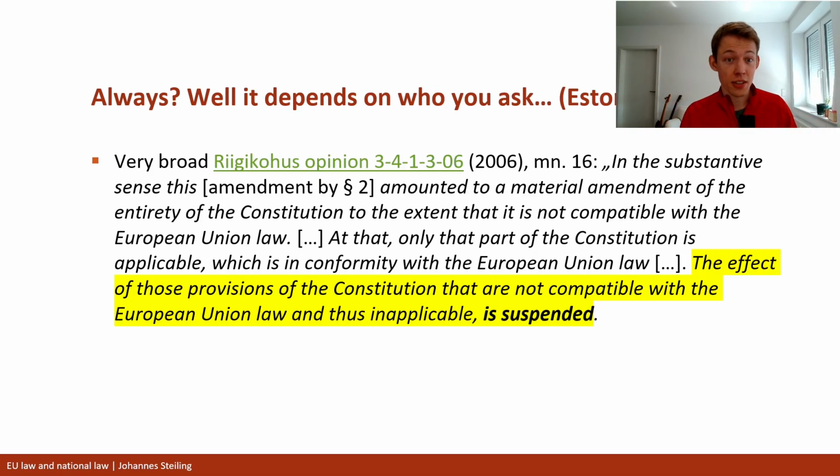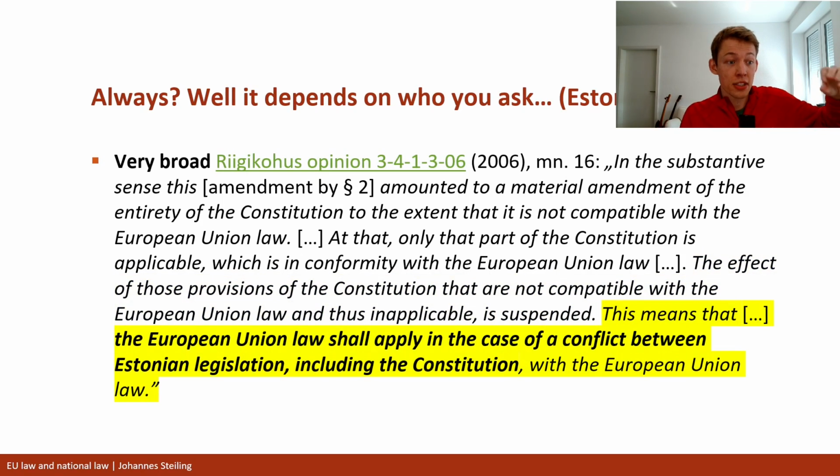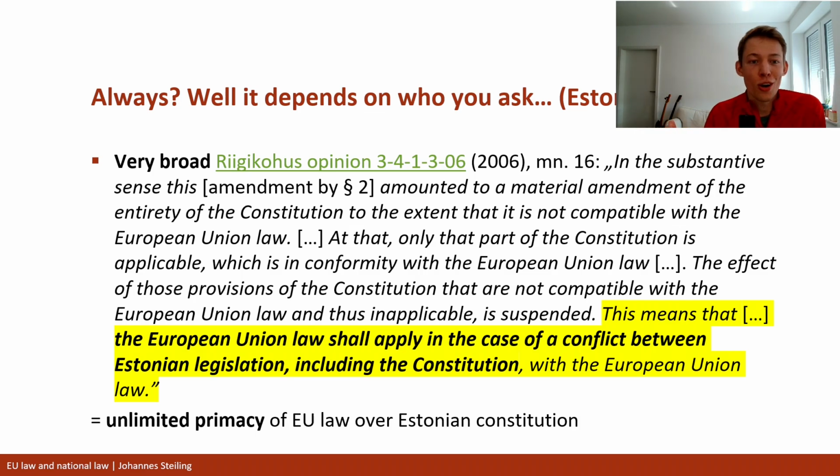And this means, and this is the important part, they basically took from ECJ jurisprudence, this means that the European Union law shall apply in the case of a conflict between Estonian legislation, including the constitution, with the European Union law. So this means unlimited primacy of EU law over all Estonian legislation, including a constitution. So this is like the most EU-friendly constitutional court position you could take. Basically, we say we accept unlimited primacy over our constitution.